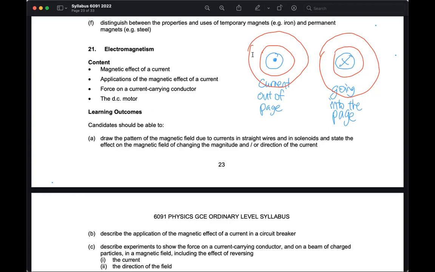Imagine this is my iPad. Can you see my iPad? If I put my thumb pointing out of the page, my fingers will be the direction of the magnetic field line. So in the first case, if my thumb is pointing out, my fingers will be wrapping from right to left, so it will be anti-clockwise. My magnetic field line will be like this.